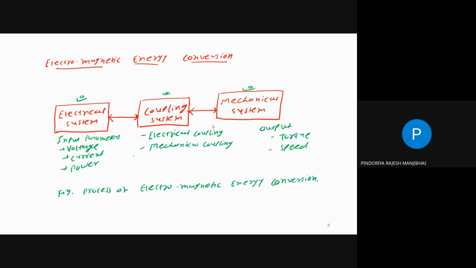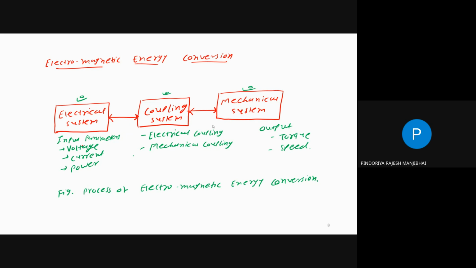And machines we can divide into two categories, maybe the motor, maybe the generator. But ultimately we have to take the output, maybe the electrical output, maybe the mechanical output, correct? So that's why we can say it is an electromagnetic energy conversion, otherwise electromechanical conversion. Okay, so both are the same.